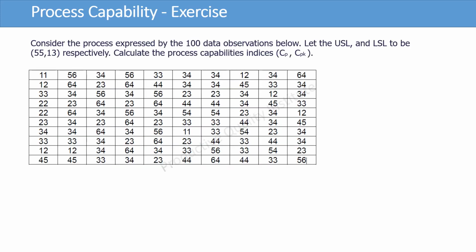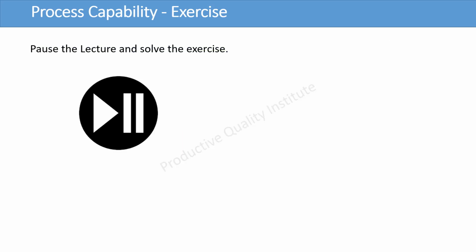Consider the process expressed by the 100 data observations below. Let the USL and LSL be 55 and 13, respectively. Calculate the process capability indices, Cp, Cpk. Please pause the lecture and solve the exercise.